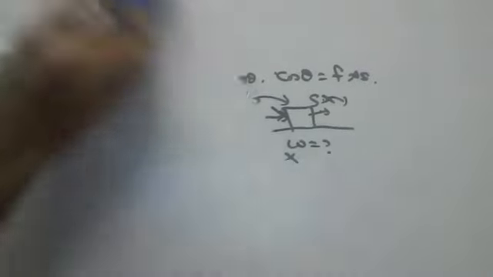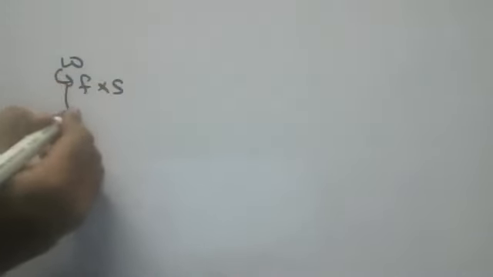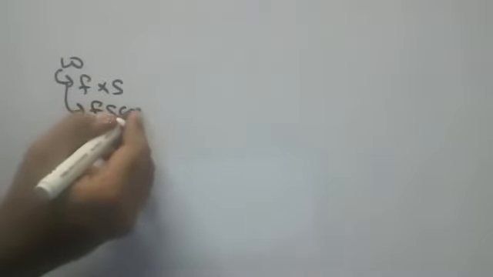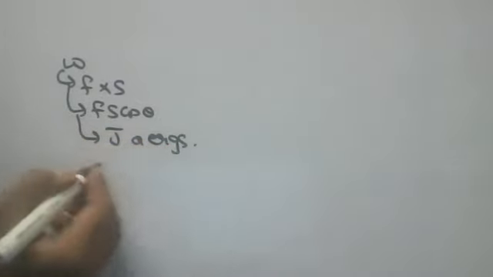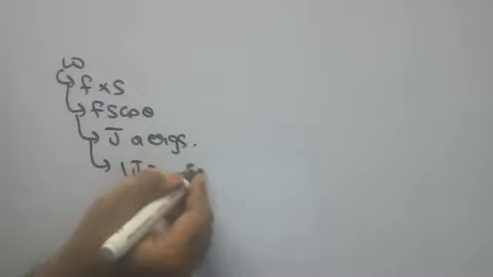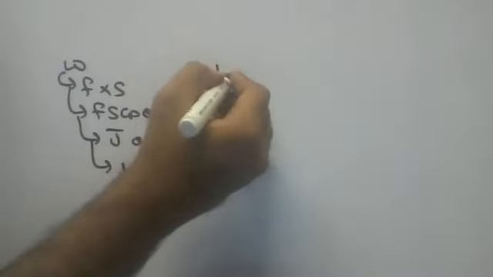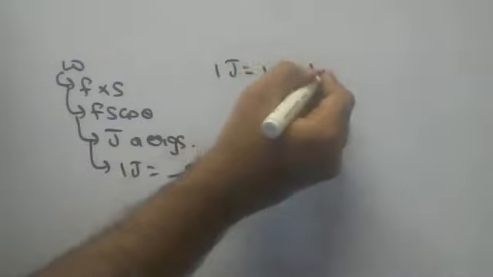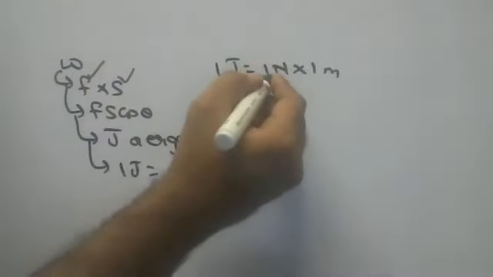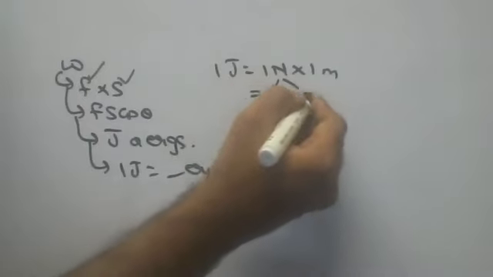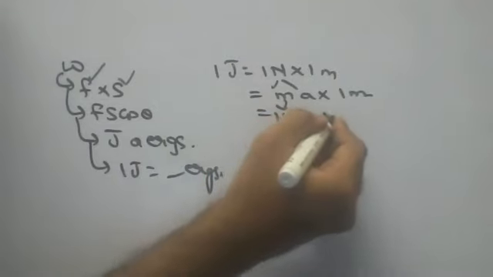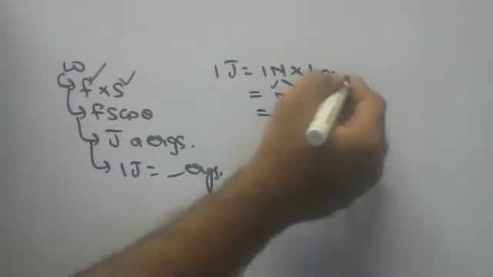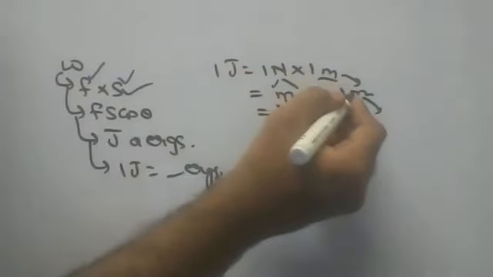First, you listen to this. Basic concepts: what are the basic concepts of work, children? Work is product of force and displacement, Fs cos theta is the formula, and the units are joules or ergs. 1 joule is equal to how many ergs? 1 joule is equal to 1 Newton into 1 meter. 1 Newton means mass into acceleration, all of you know. Mass means 1 kg, acceleration means 1 meter per second square, and displacement is 1 meter.